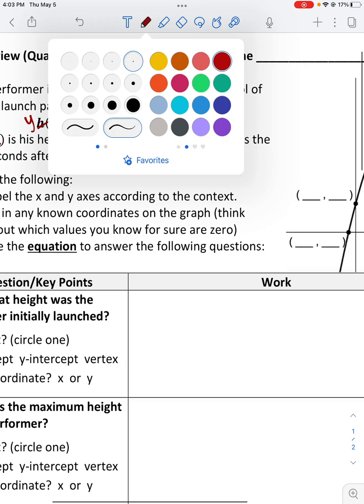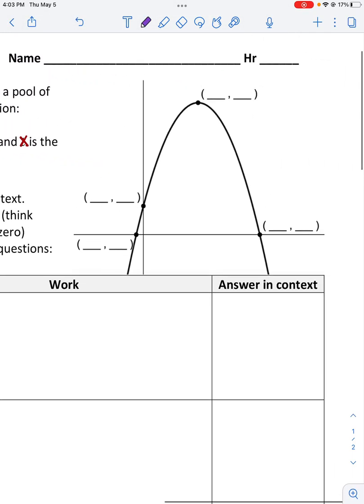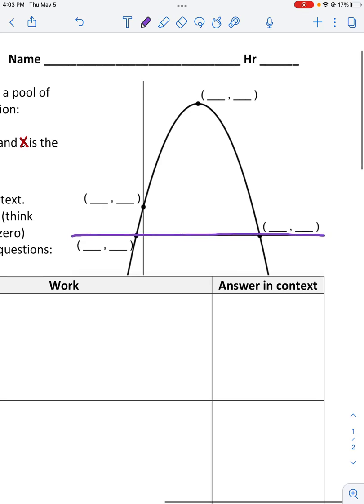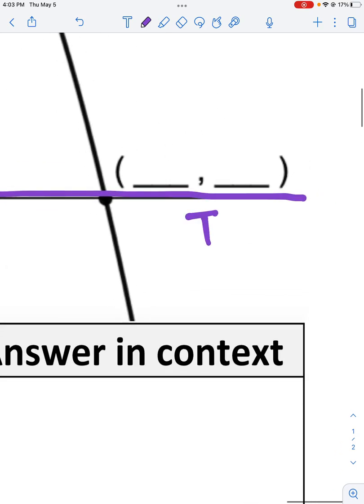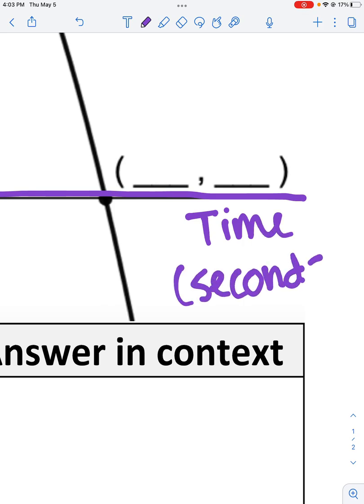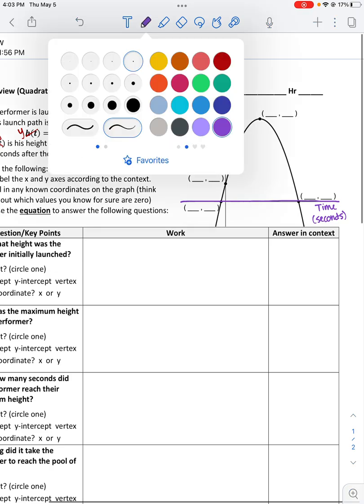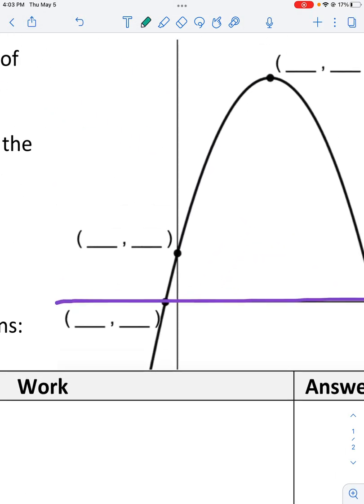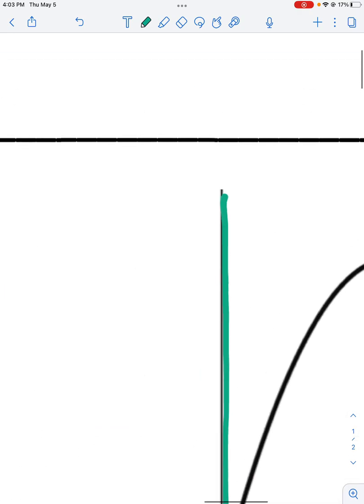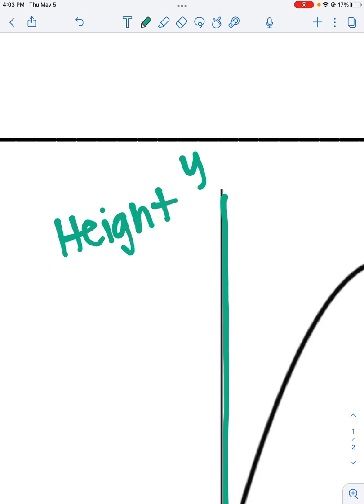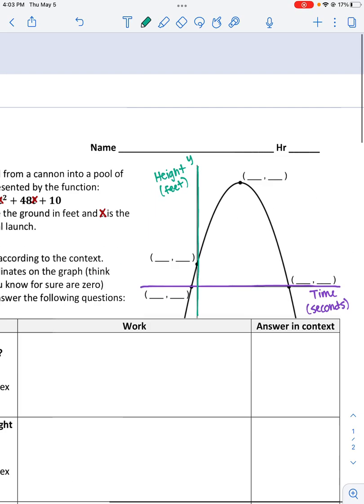So I'm going to label these on the graph. My x-axis was time in seconds, so I'm going to say time, and that's being measured in seconds. And then my y-axis is the height, and that is being measured in feet.